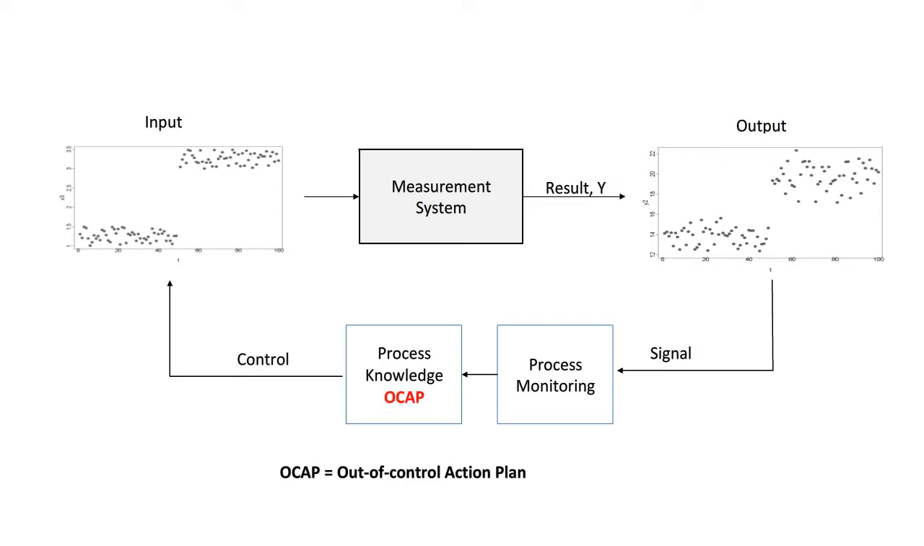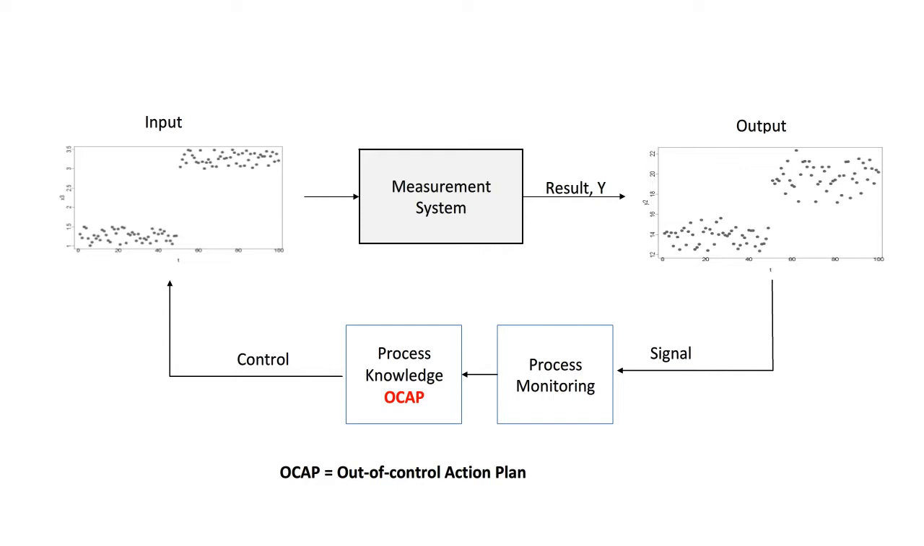Process monitoring is designed to detect patterns that result from assignable causes. Once we detect such a signal, we start an investigation to identify and eliminate the cause. We can do this efficiently by having a plan that is triggered by different types of signals. This is called an out-of-control action plan, or OCAP.